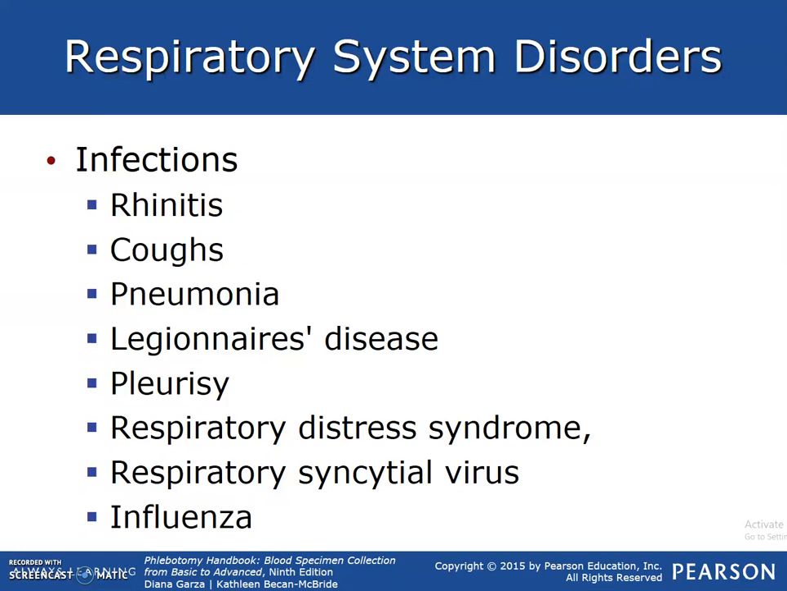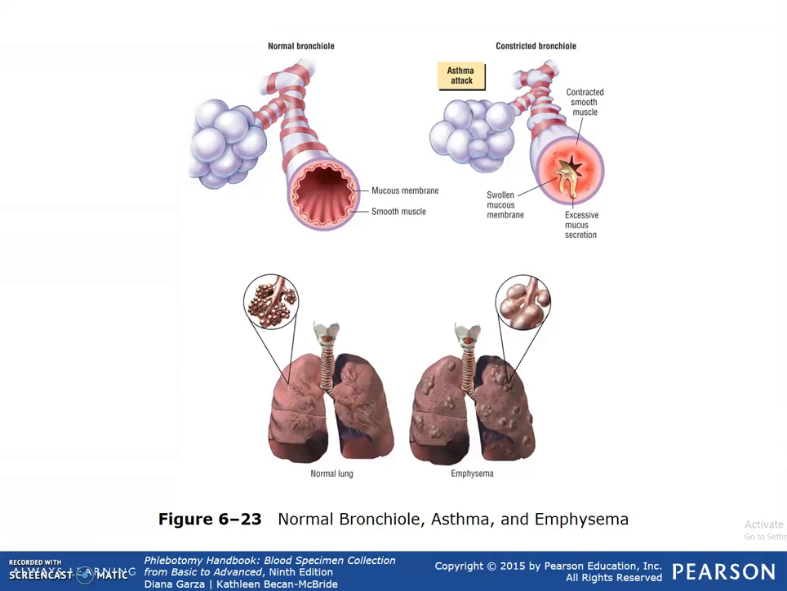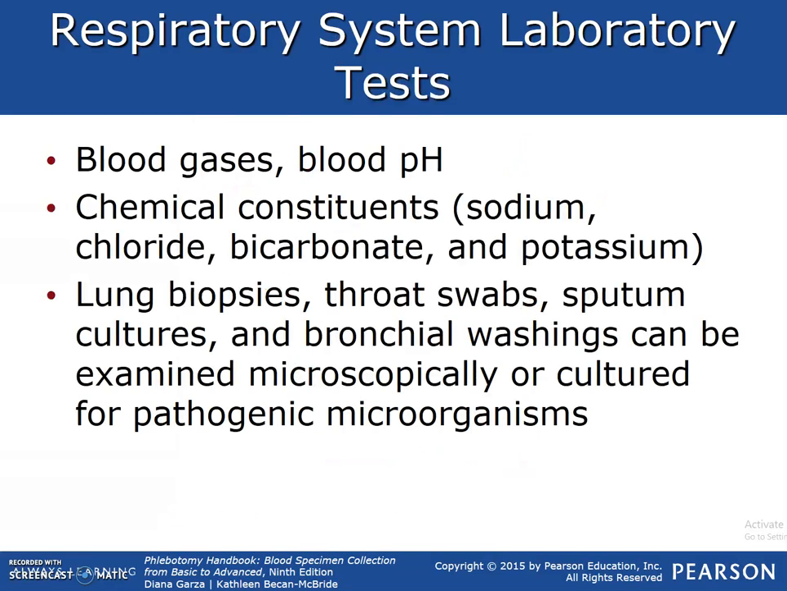Other ones we might see patients coming in with when we go to draw their blood are influenza and pneumonia. Influenza we would swab for to determine if they have active flu virus. Conditions such as asthma, emphysema, cystic fibrosis, and tumors are just some common disorders of the respiratory system. Figure 6/23 shows you constricted bronchioles and then what's considered normal.